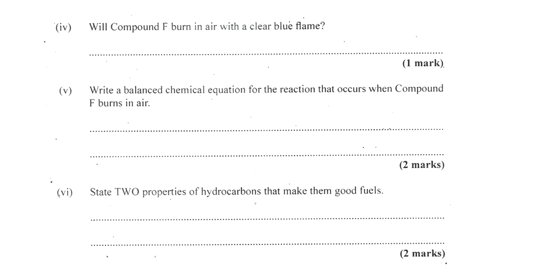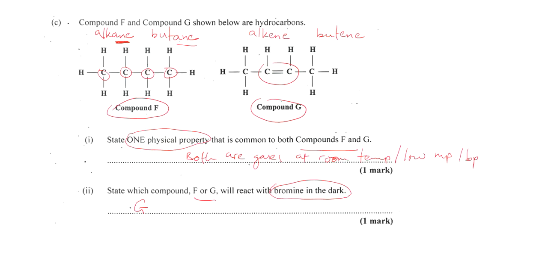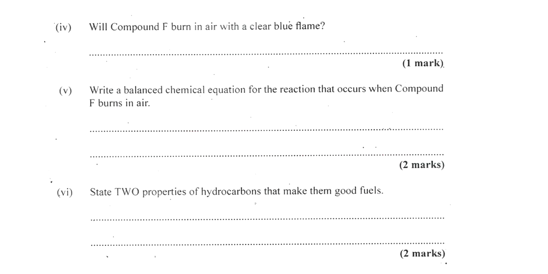Now, part 4, will compound F burn in air with a clean blue flame? Right? So they're asking about the chemistry of alkanes and alkenes. So just to recap, F was an alkane, and G was an alkene. Right, so F is an alkane, and they're asking us whether F will burn with a clean blue flame. And the answer to that is yes.